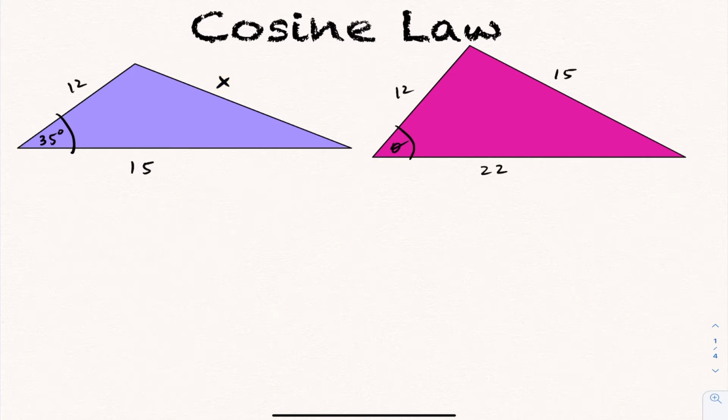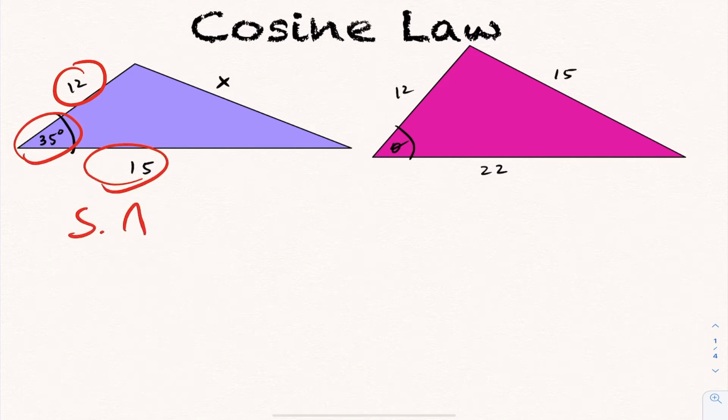Triangles in this form have a particular name to them. In this case, this is a special triangle. It's called side, angle, side. Side, angle, side triangle. When you have a side, angle, side triangle, you cannot solve it using the sine law.